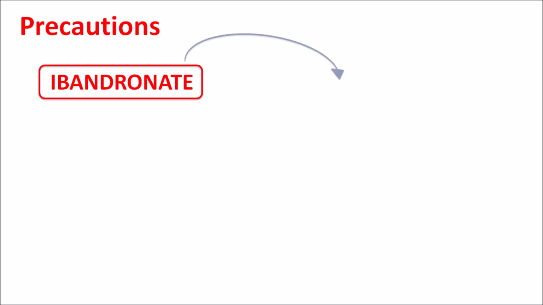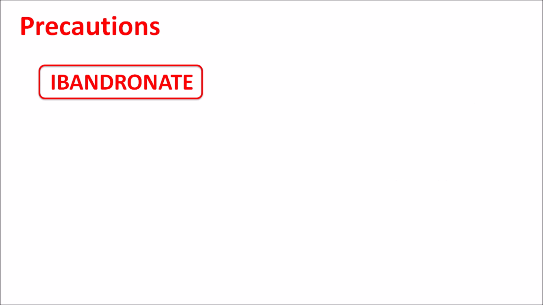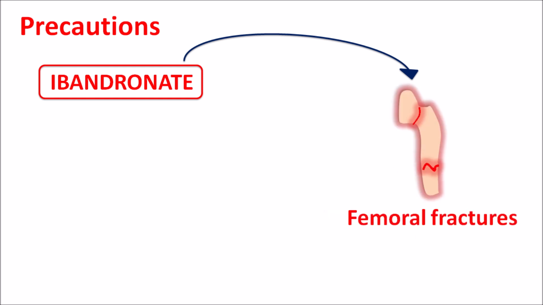Another important effect is observed on the tooth as well as jaw. This drug can produce the necrosis of the jaw, leading to decreased strength. So whenever any jaw necrosis is observed, care should be taken, and it may be avoided in severe conditions of jaw necrosis. Similarly, this drug can produce femoral fractures. So without any significant trauma, femoral fractures can be observed with long-term use of ibandronate.